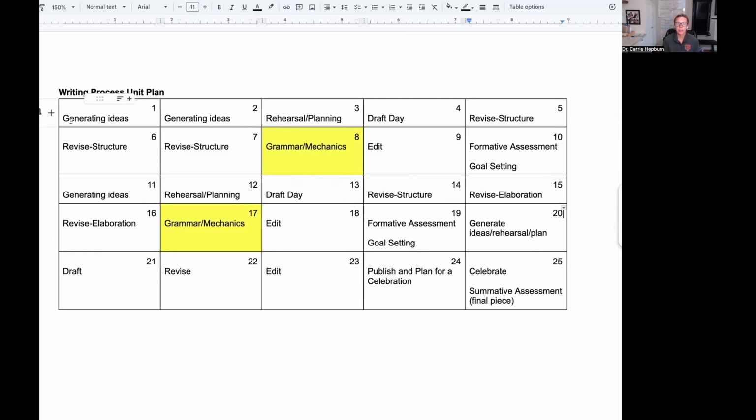So we use this because the writing process, like I said, is recursive. You kind of do it again and again, and you can go back and forth in between it. And so we outline it on 25 days. We never like a unit to go much more than 25 days because if you go over 25 days, then everybody loses steam, they get bored, they get tired.